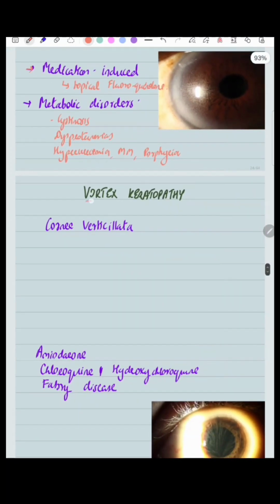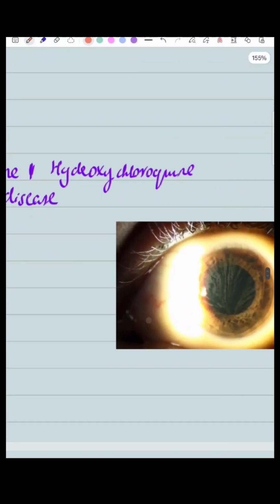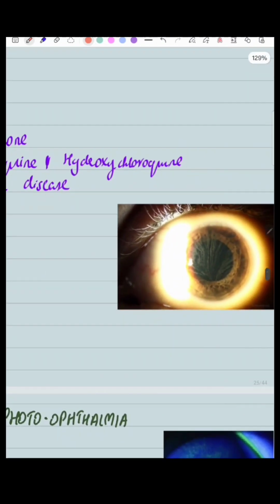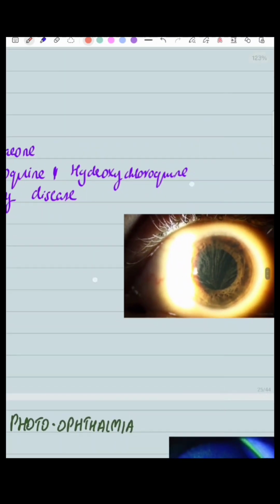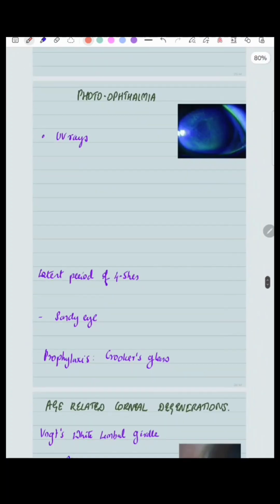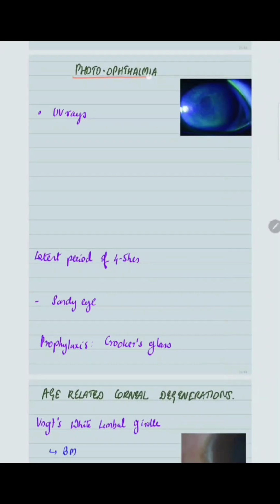Next is vortex keratopathy. Vortex keratopathy is also known as cornea verticillata. These are fine golden brown opacities which form an irregular horizontal line in the lower corneal epithelium of both eyes. There are several irregular branching horizontal lines forming a pattern resembling the whiskers of a cat. Causes can include amiodarone, chloroquine and hydroxychloroquine and Fabry's disease. That is vortex keratopathy.